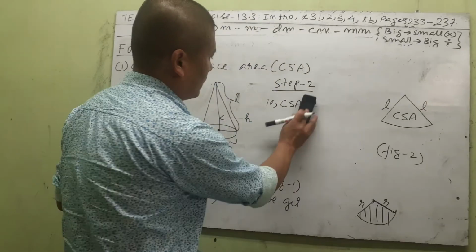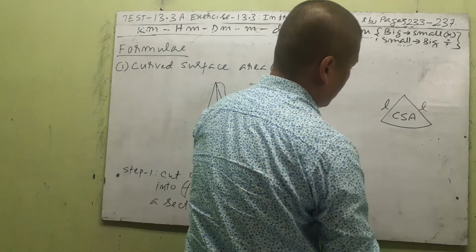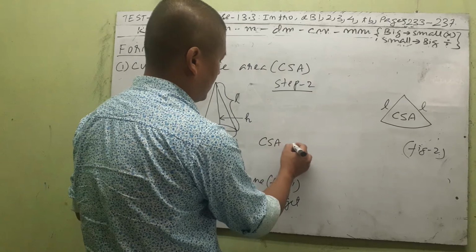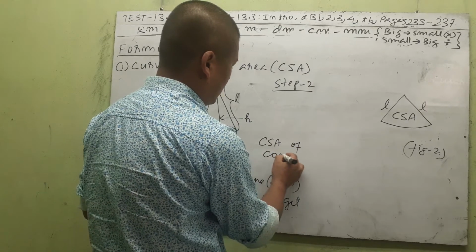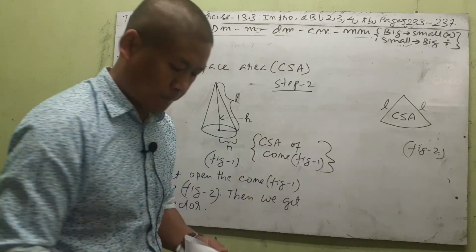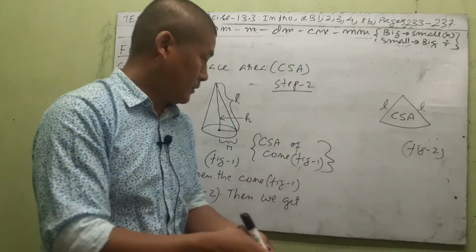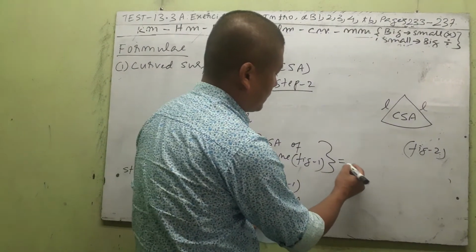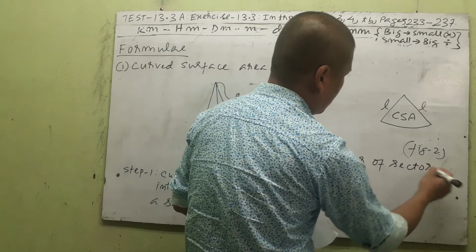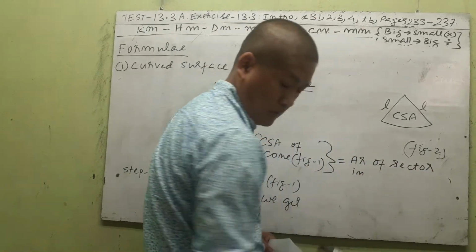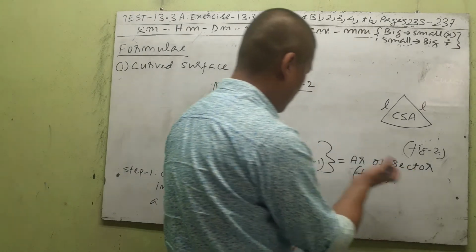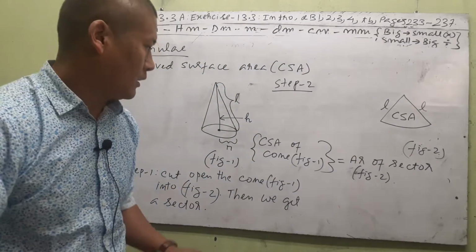Let's go a little bit down. Figure 2. The curved surface area of the cone, that is in figure 1, this curved surface area here has become a sector, and is equal to the area of the sector shown in figure 2. The area of the sector shown in figure 2 is exactly the curved surface area before cutting open, right? So this is what we're going to get.